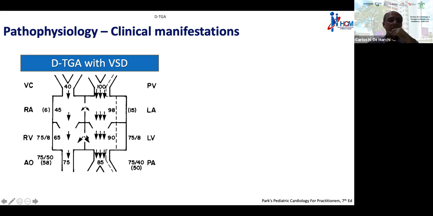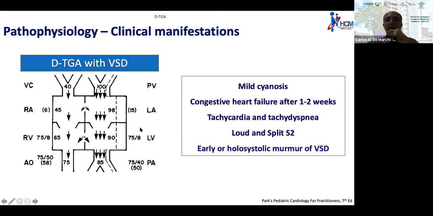But on the other hand, these children have much pulmonary blood flow, okay, and a dilated heart and heart failure. Okay, mild cyanosis, the saturation is 75. In this example, congestive heart failure after 1-2 weeks, tachycardia and tachypnea, loud and split S2, early or holosystolic murmur of VSD. This is the D-TGA with murmur. Okay, the VSD may make this noise.